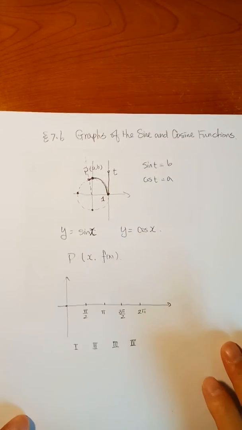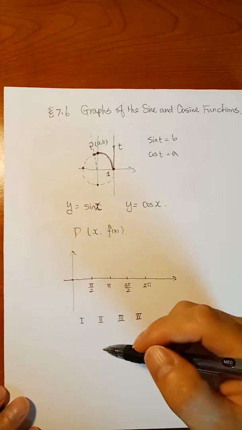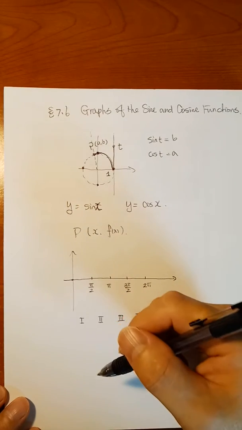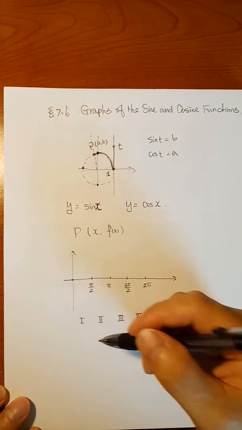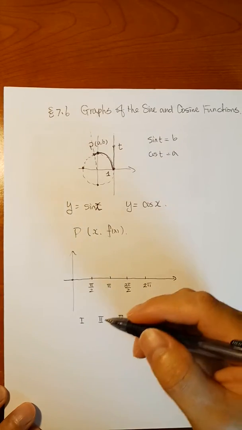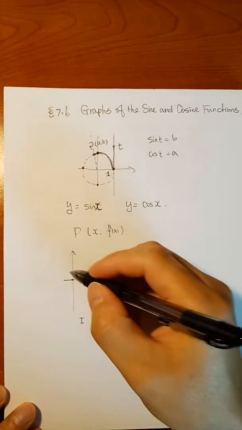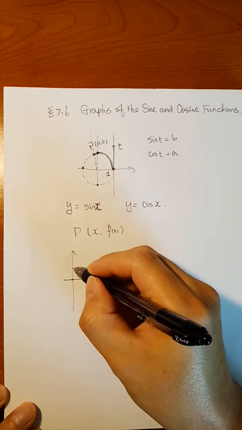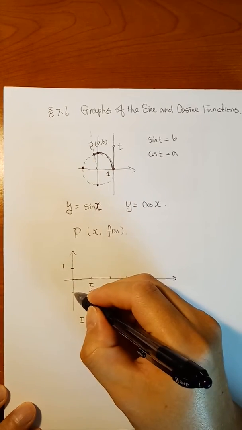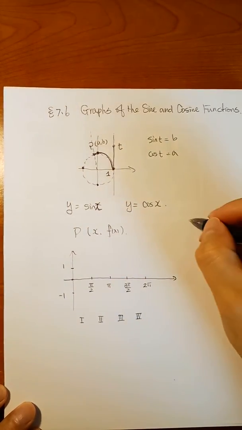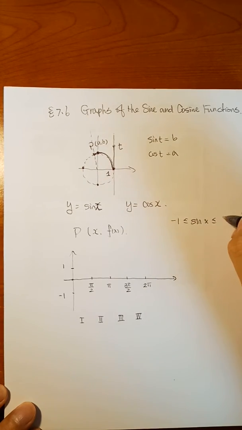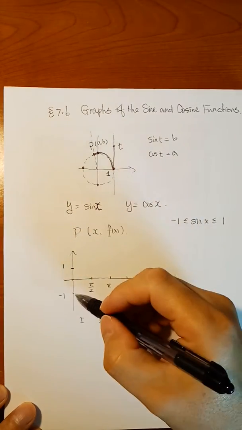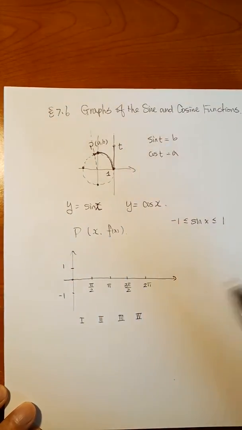Remember that we have some table. Sine 0 is 0, sine pi over 6 is 1/2, sine pi over 4 is square root of 2 over 2, sine pi over 3 is square root of 3 over 2, sine pi over 2 is 1. And also we know that the sine function is between -1 and +1. So you just need the y-coordinate between -1 and +1. Sine pi over 2 is 1.